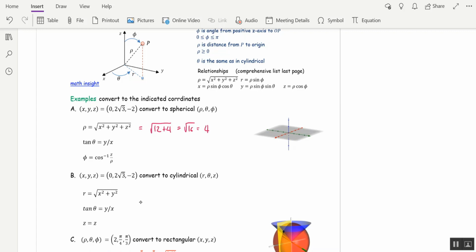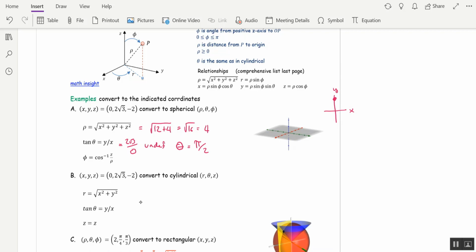All right, tangent theta is y over x. So y is 2 root 3, x is 0. So this is undefined. And so theta could be pi over 2, or it could be 3 pi over 2. So in 2D, let's just see where these point. This is x is 0 and y is 2 root 3. So we're up here on the positive y-axis. So that means we need to take theta equal to pi over 2.